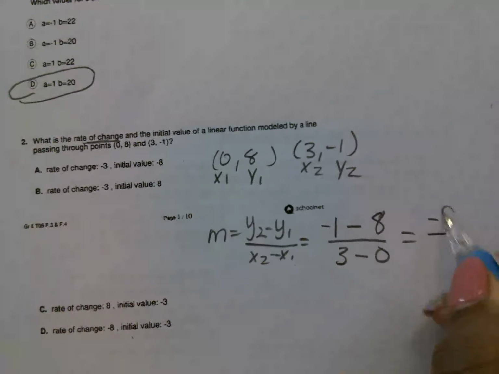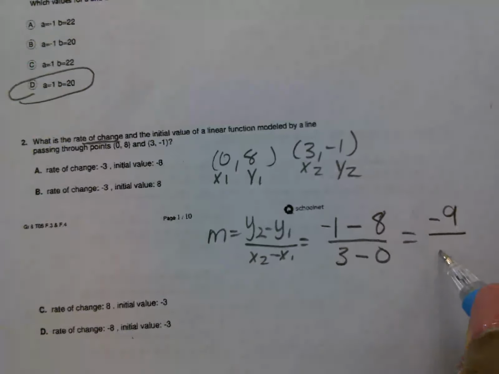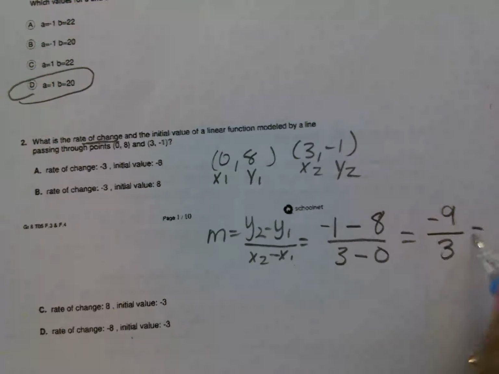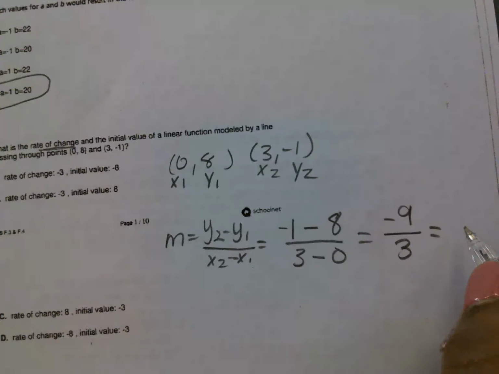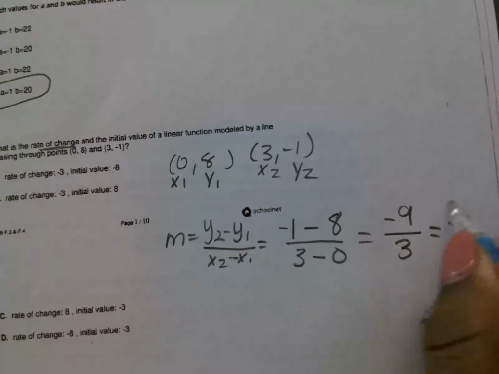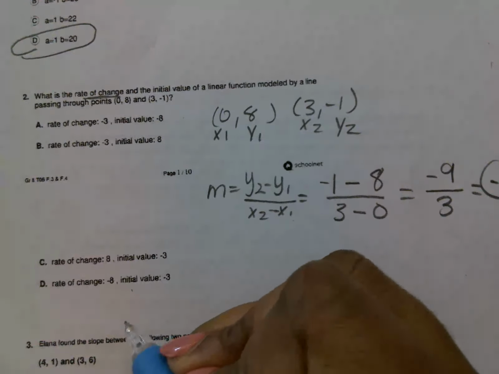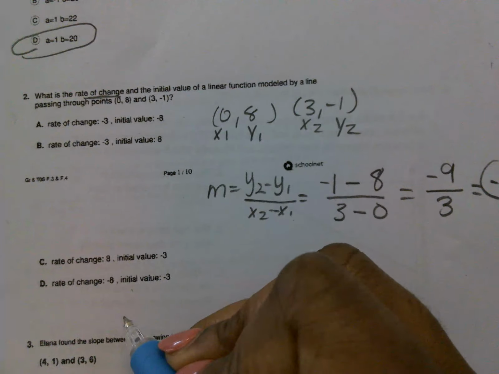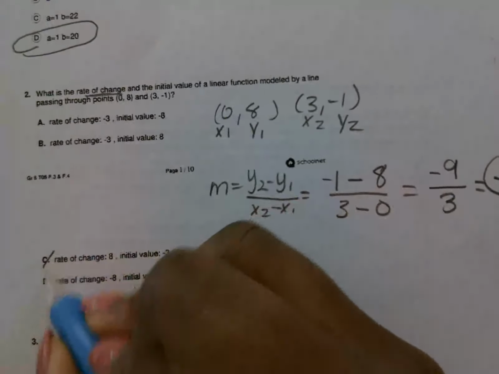Very good. Now on the bottom, table 3, what you all get? 3. So now when we divide, -9 divided by 3, what's that? -3, somebody said. So the slope should be -3. Can we cancel any of these out? Which ones can we eliminate? C and D we can eliminate.